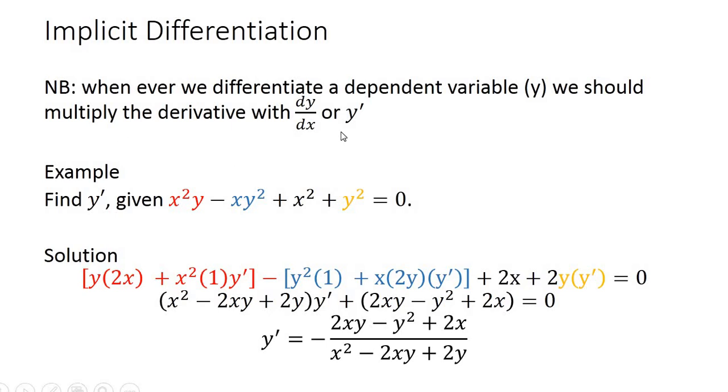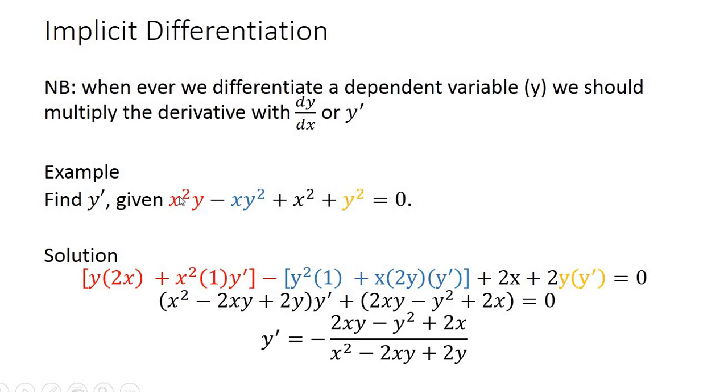For implicit functions, we differentiate both x and y variables, but whenever we differentiate y, we should include or multiply by dy dx or y prime. Right, let's look at this example. If you are given x squared y minus 2x squared minus xy squared plus x squared plus y squared is equal to 0. So this is an implicit function because the x is multiplying the y squared here and the x squared is multiplying y there. Right, so let's apply implicit differentiation.